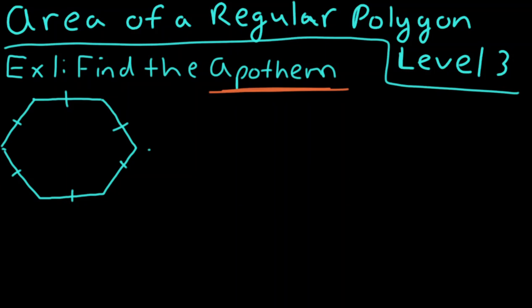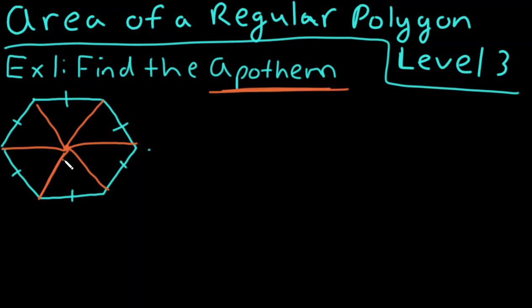We know that we always want to start by dividing this regular polygon into triangles by drawing the center and drawing our radii from the center to each vertex. And so I'll go ahead and draw my radii right here, dividing the shape up into 6 triangles. Remember, the number of triangles will always be equal to the number of sides. So if we have 6 sides, we'll have 6 triangles.